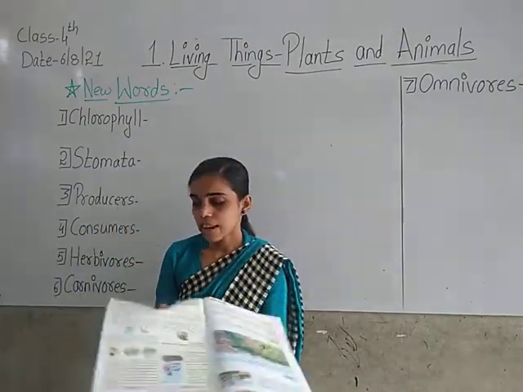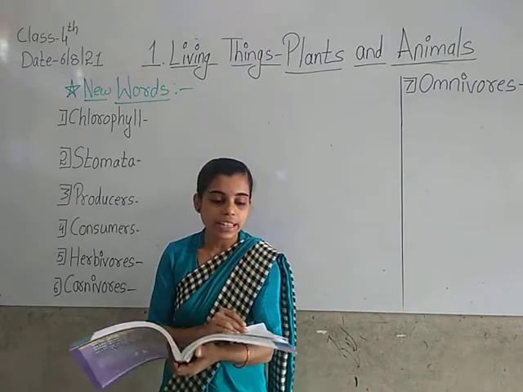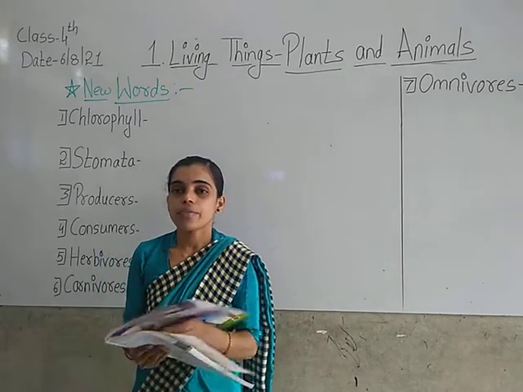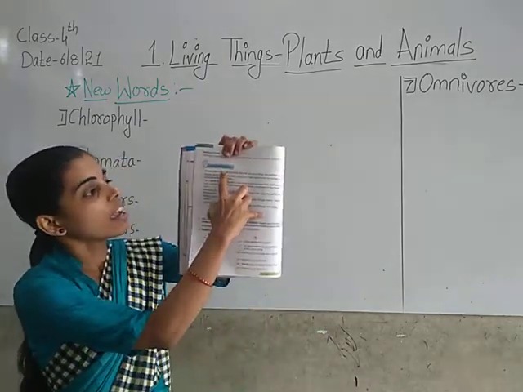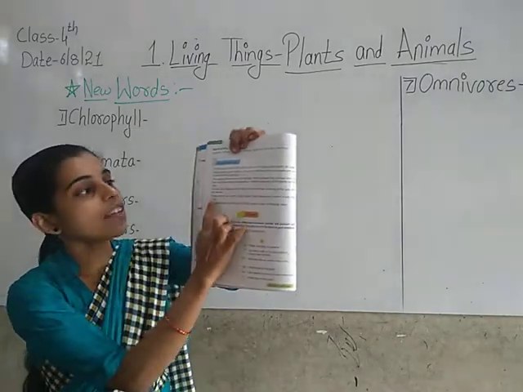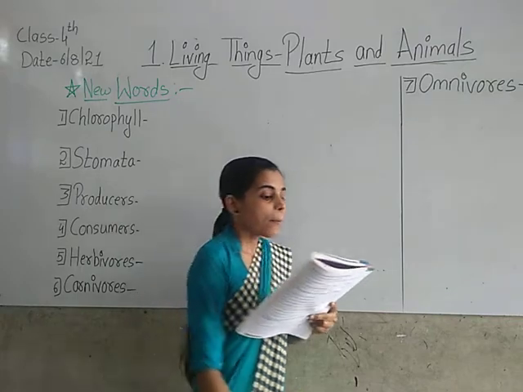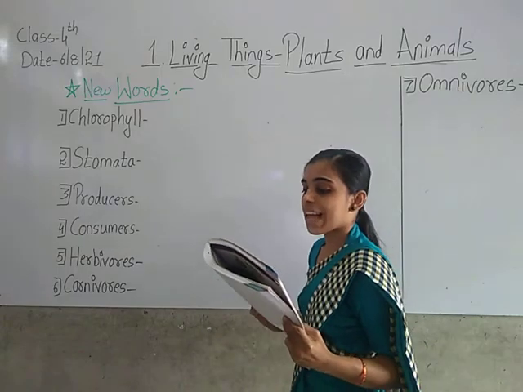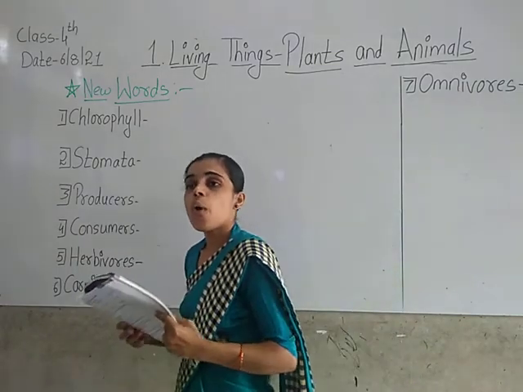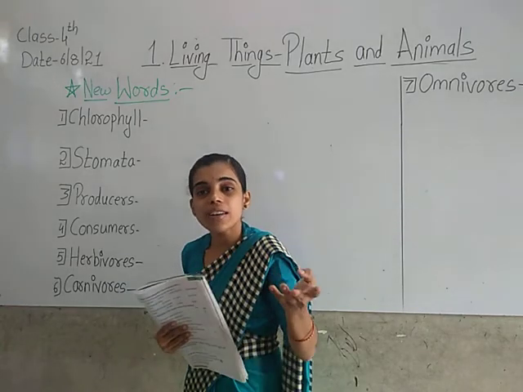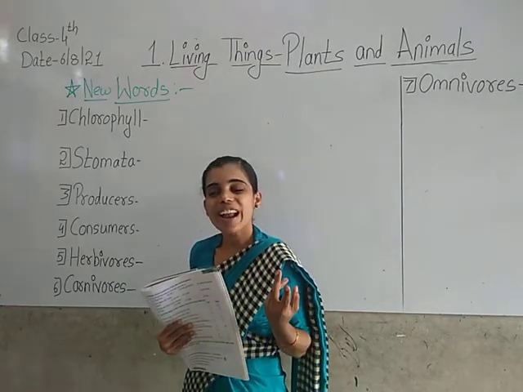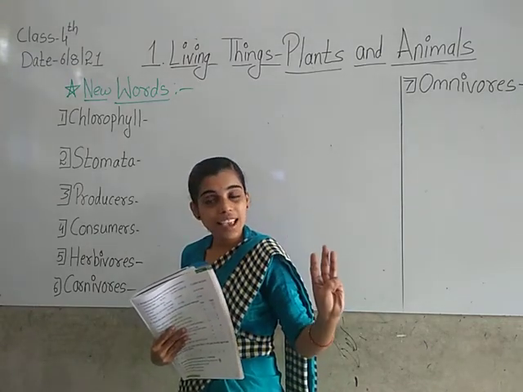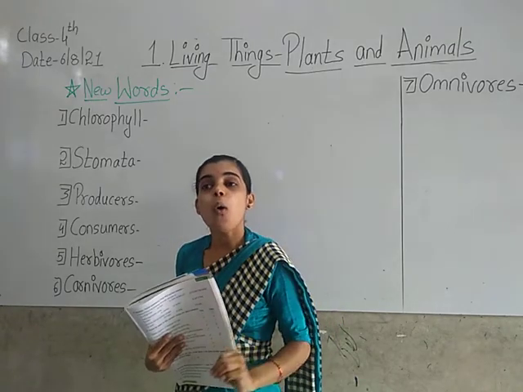Now, turn the page, children. Page number 170. Just open page number 170. Things to remember. You can see in the blue, they have shown you things to remember. First point, plants make or produce food with the help of non-living things like sunlight, air, water. How the plants will prepare their food? Very good. You are right. Air, water, sunlight. With these three things, plants prepare their own food.